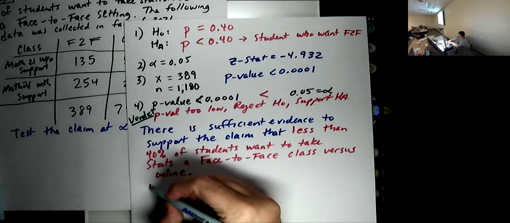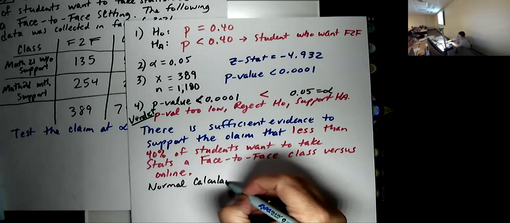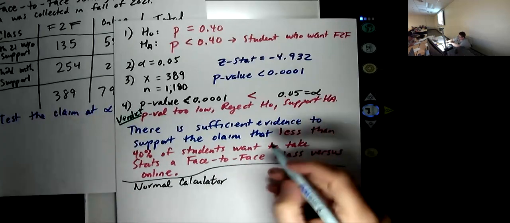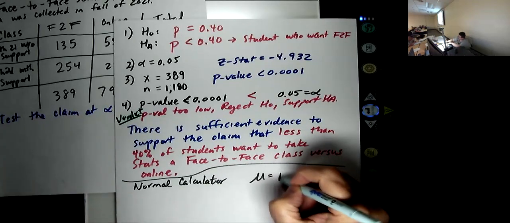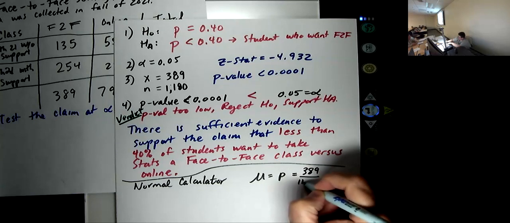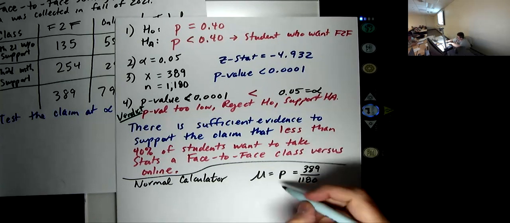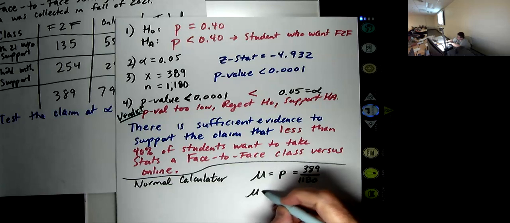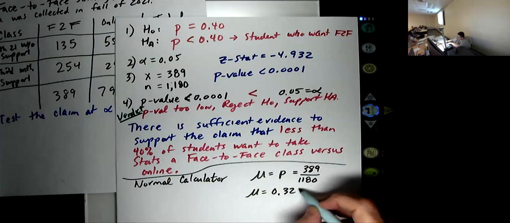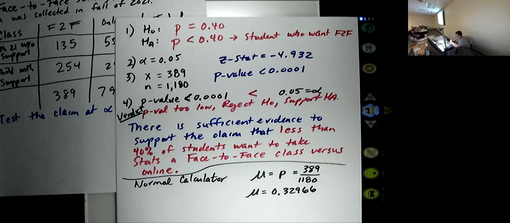So for the normal calculator, the hypothesis test is done. We need mu, which is P, which is going to be 389 over 1180. StatCrunch actually gave that to us. It says sample proportion is 0.329661. I'll do 5 decimal places.